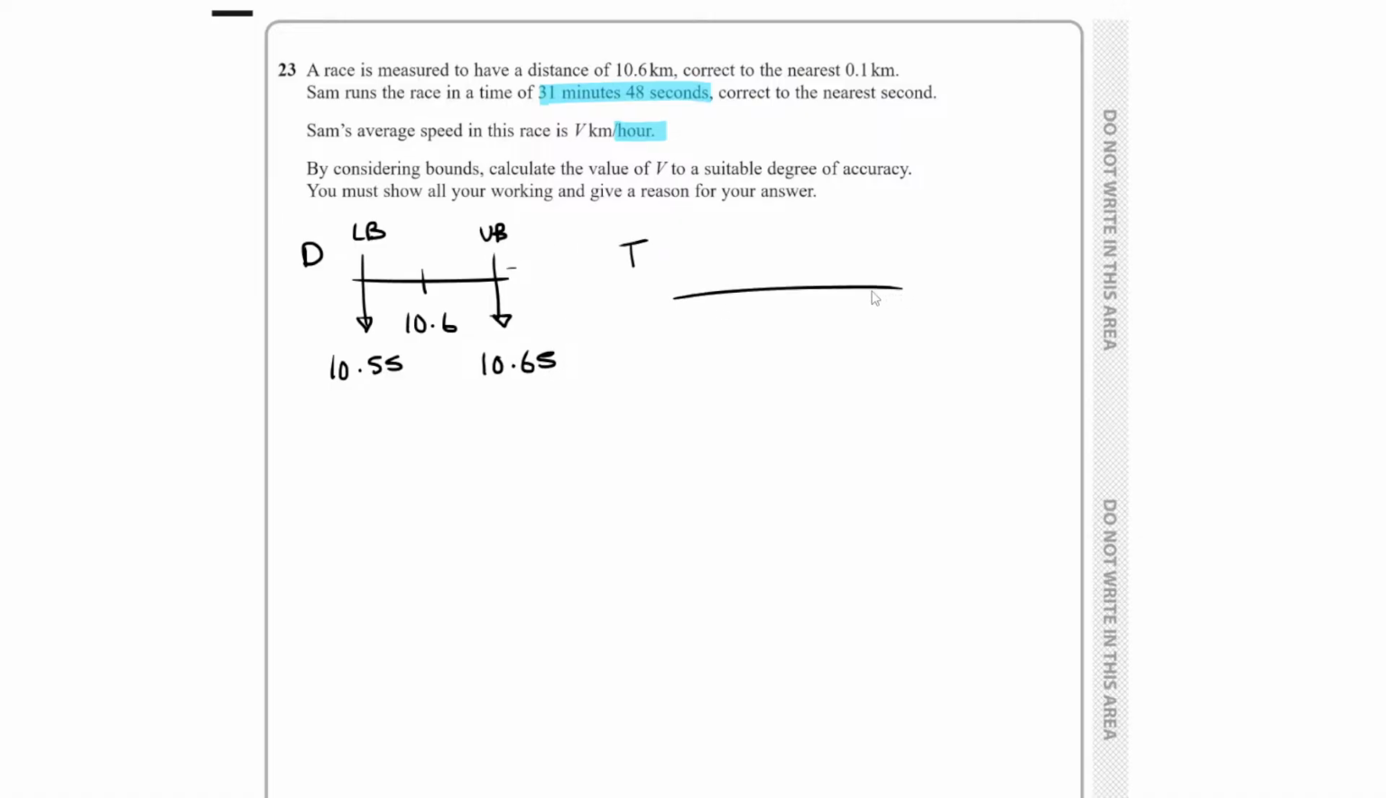The time, 31 m, 48. So then upper and lower bounds, it's to the nearest second, so half a second below, half a second above. 31 minutes 47.5, and then 31 minutes 48.5 seconds. So lower bound, upper bound. So that's the first thing.